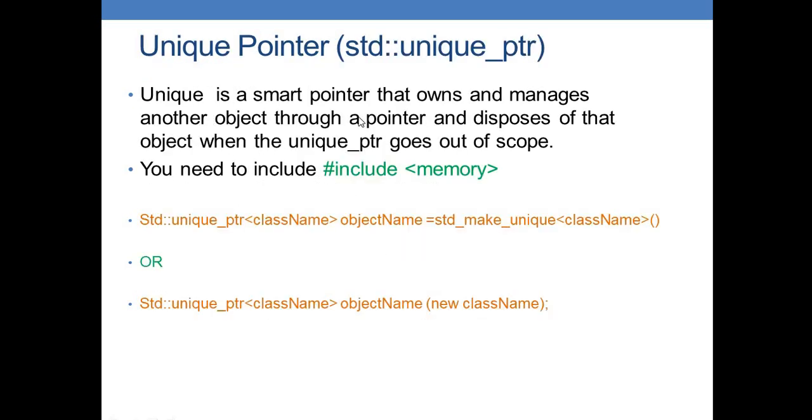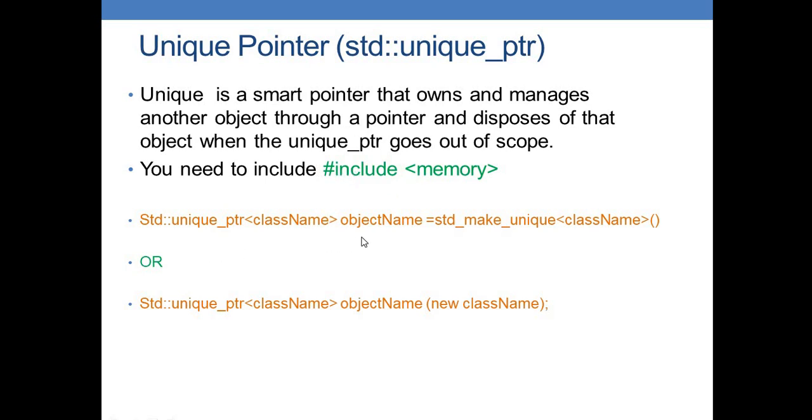So why is it called unique? A unique pointer is called unique because it owns and manages its object, and it will dispose of the object when it goes out of scope, because it is a smart pointer. In C++11 it is introduced as unique underscore ptr. To use this unique pointer, you need to include the memory header file.